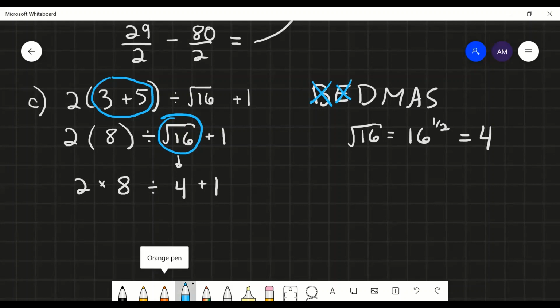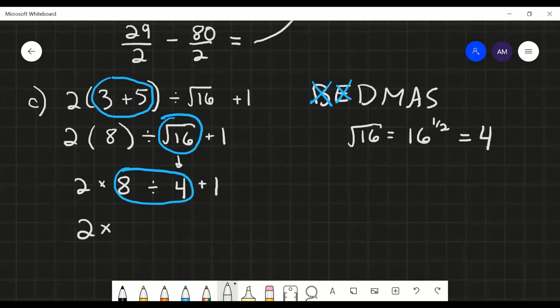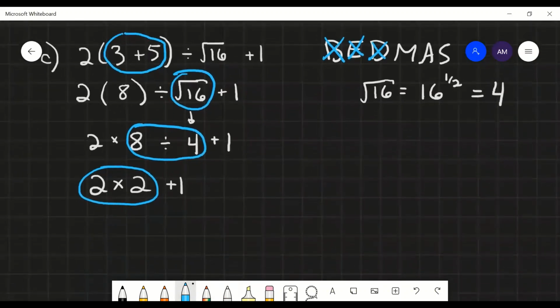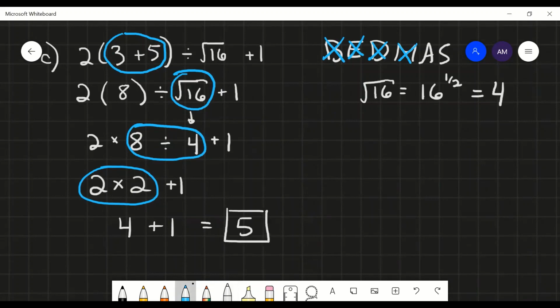So division is next. I see a division right here. 8 divided by 4. So this is 2 times 8 divided by 4 is 2 plus 1. Now the divisions are finished. There's one multiplication here. We have to apply that. 2 times 2 is 4 plus 1. Now the multiplications are done. And then there's only an addition left. So 4 plus 1 is 5. And we're done. Additions are done. There were no subtractions, so that's done. So 5 is our answer.